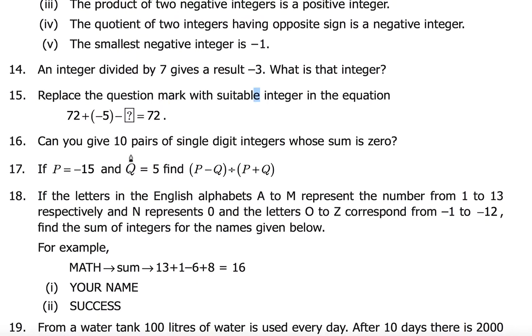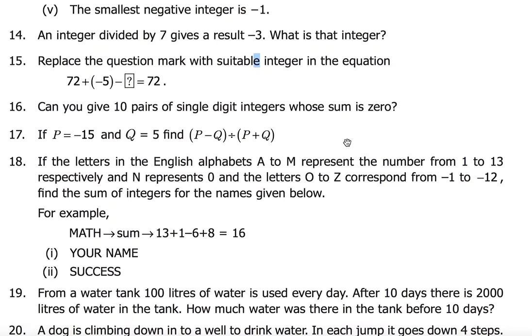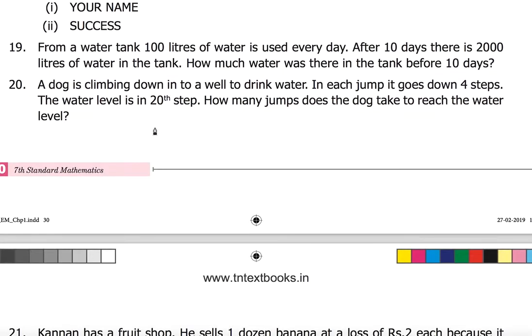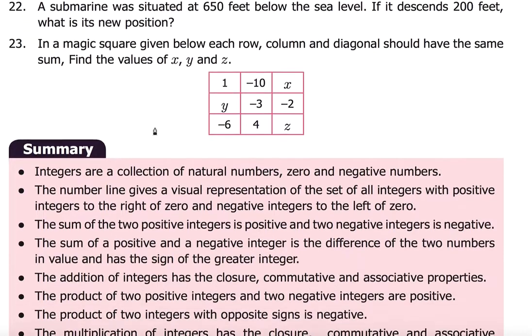Okay. Can you give 10 pairs of single digit integers whose sum is 0? Yeah, you can do that. Like 5 plus minus 5, 6 plus minus 6. If p is minus 15, q is 15, find p minus q and p plus q. This also you can do. The problems are not that difficult, so you do it on your own.